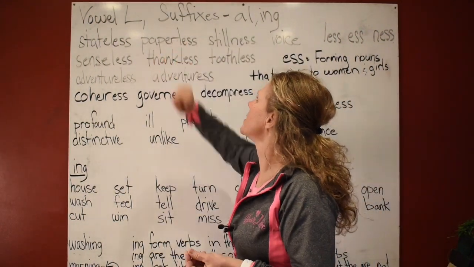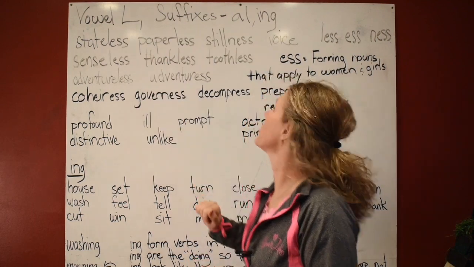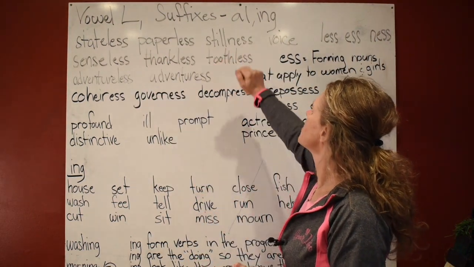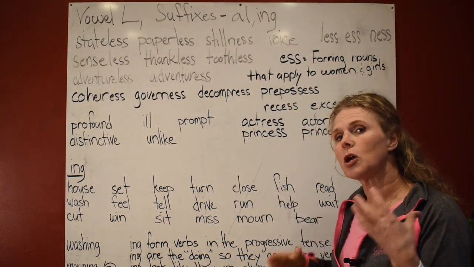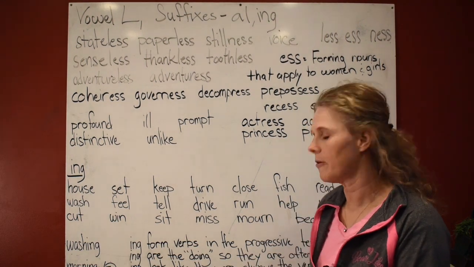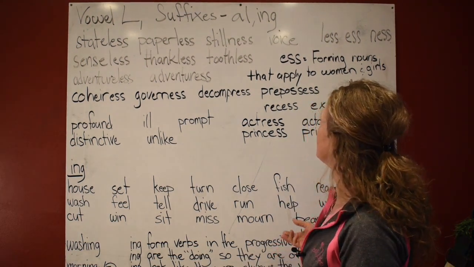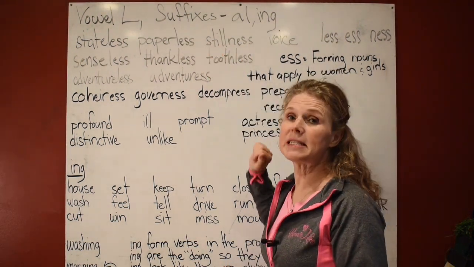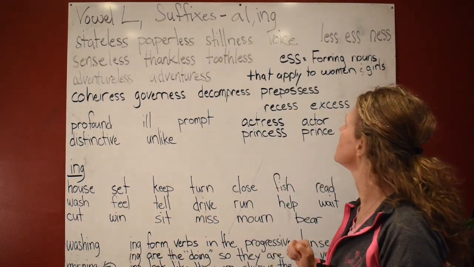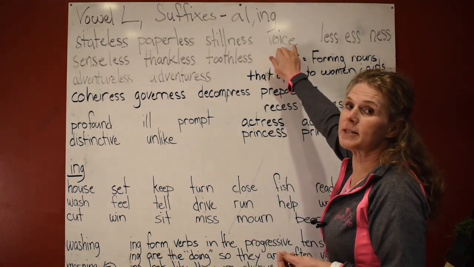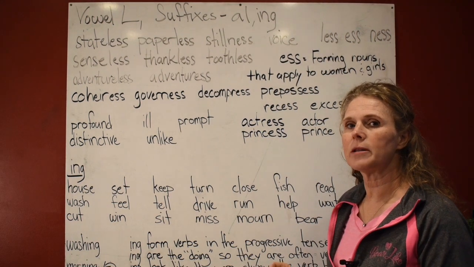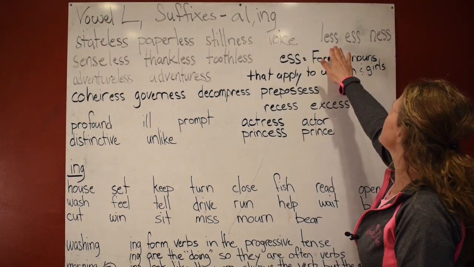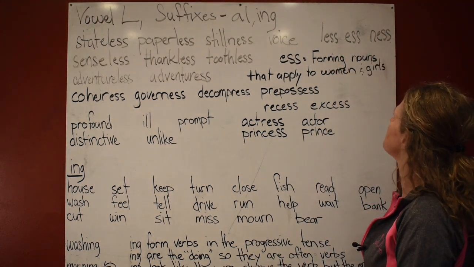We have paperless, without paper, stillness. So ness has a quality. It means a quality of, or a state of being. So a state of being still, a quality of being still. So let's look at voice. And we're going to add on a suffix, less, ess, or ness.